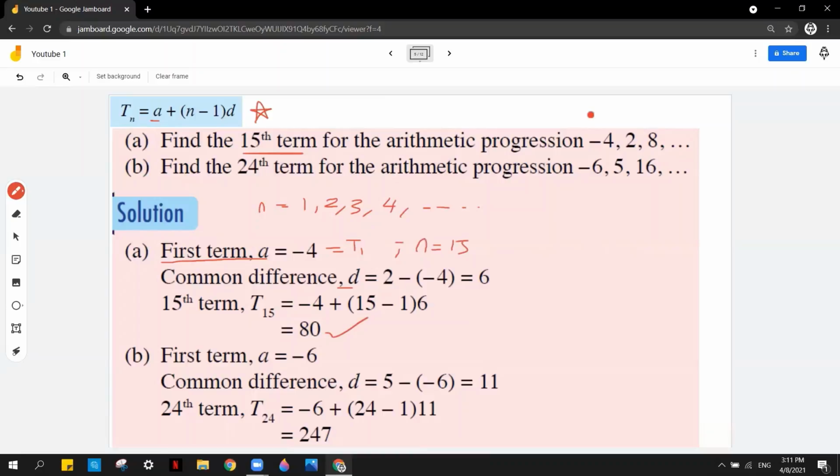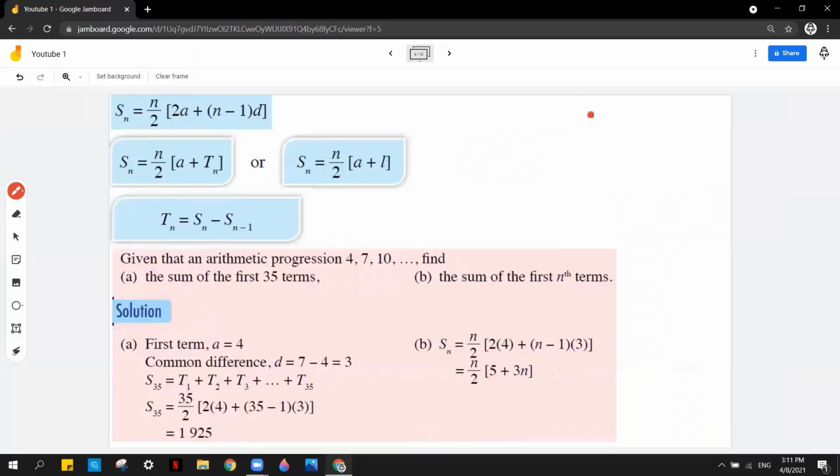Same goes for the second equation. They want the 24th term, hence N is equal to 24. Everything else is plugged in because you can extract your A from here. Your common difference, as you see, you can just take 5 minus -6 and you'll get 11, as you can see here. Then you plug it in and you get the answer. If they say it's an arithmetic progression, please take note of that. Next is this, the sum of the terms.